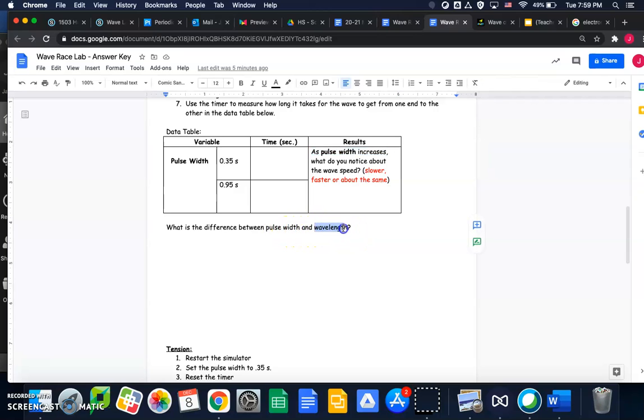Wavelength was a word that we learned yesterday, right? Remember, that's the distance from one crest to another crest, or the top to another top, or it could be from the bottom to a bottom. Remember, the bottoms are called troughs. Well, in this experiment, we were changing pulse width. What's the difference between pulse width and wavelength?